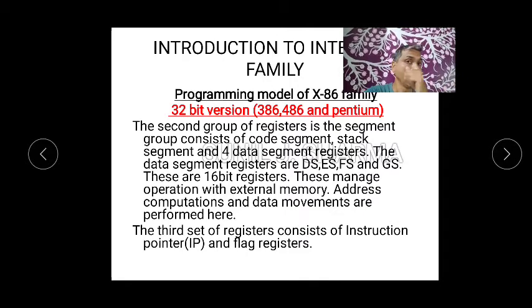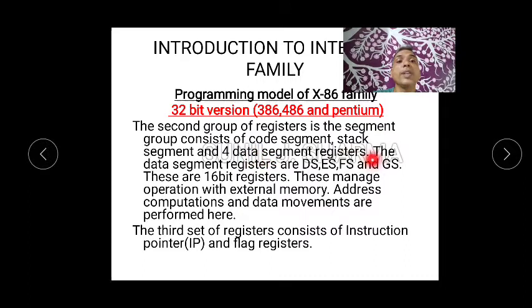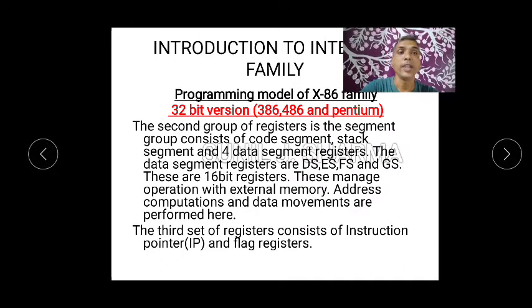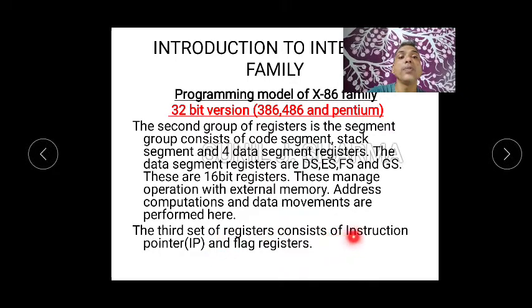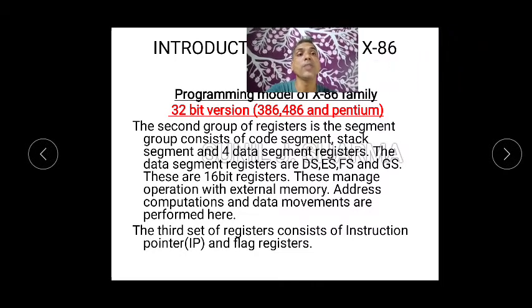Now remember that in the first group you are having only 8 general purpose registers. In the second group we have, as I was telling, 4 data segment registers and the others are segment registers. So these are 16-bit registers. These manage the operations of external memory. Address computations and data movements are performed here. So whatever address you want to calculate, or whatever computations and data movements you want to do, that is performed in the second group. The third set of registers consists of the instruction pointer and the flag register. I think that also we have seen in the diagram.